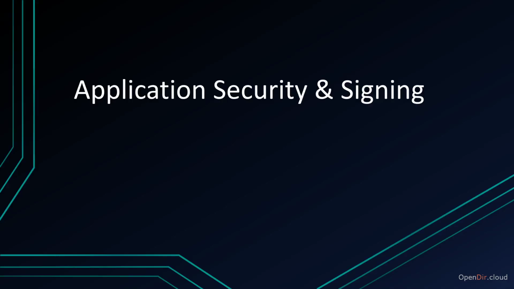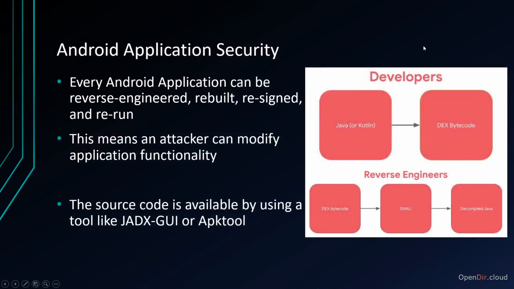Alright, let's talk about the application security and signing processes for Android. Something to keep in mind for every Android application is that we will always be able to reverse engineer the application into its source code. We'll be able to change the source code, rebuild the Android application, re-sign it, and rerun it on our Android device. Because of this, we want to only trust applications from certain places, such as the Google Play Store, because they have some additional processes to ensure that the application is actually legitimately made.